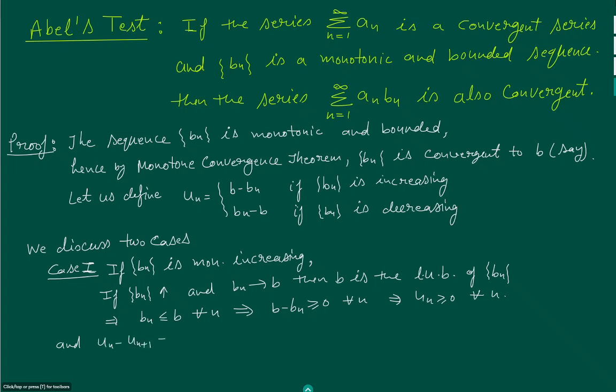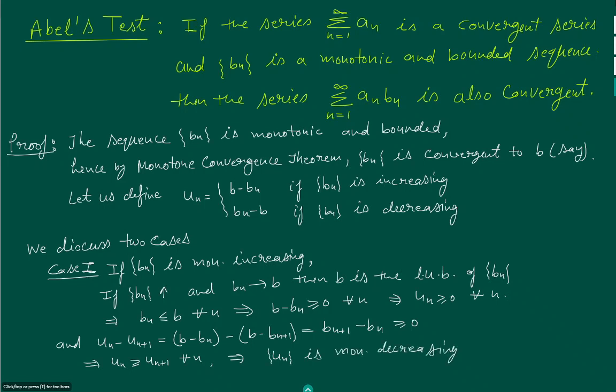Alright. And Un minus Un plus 1 is, this is how Un is defined, B minus Bn in the case when Bn is increasing. So it is B minus Bn minus B minus Bn plus 1, which is nothing but Bn plus 1 minus Bn. And since Bn is increasing, Bn plus 1 is greater than or equal to Bn. That means Un is greater than or equal to Un plus 1 for all n, and that means Un is a non-increasing sequence.